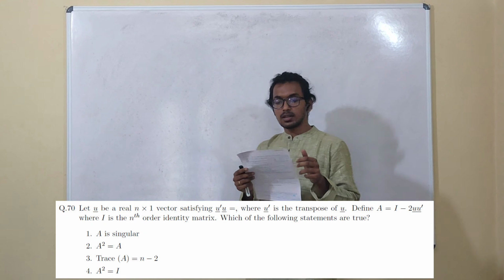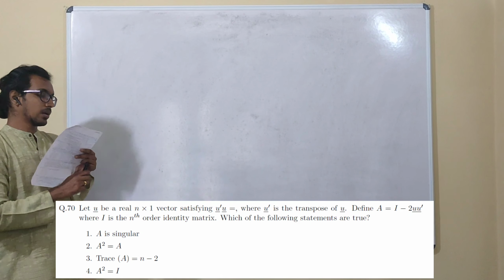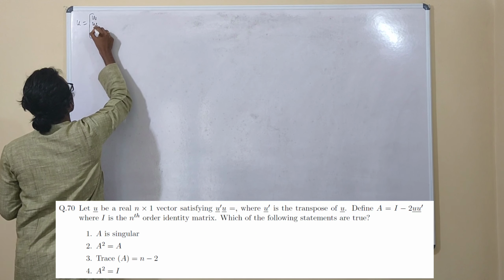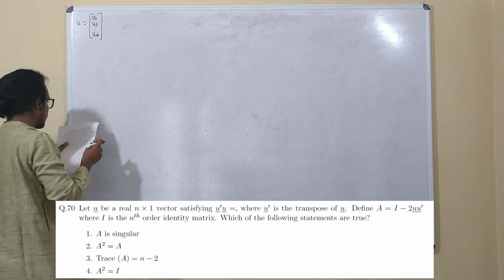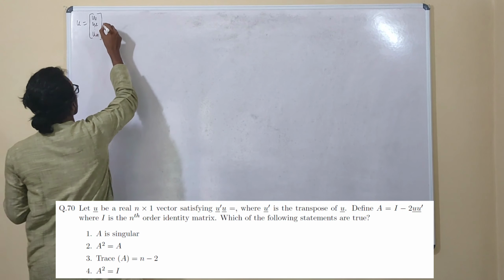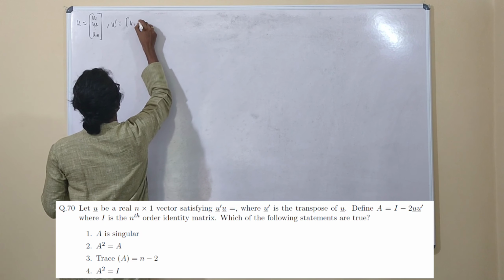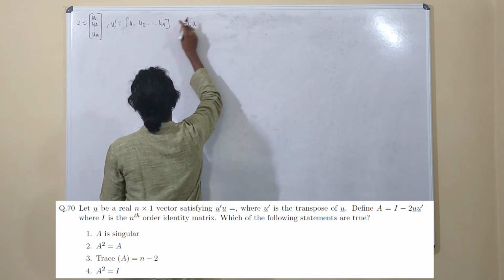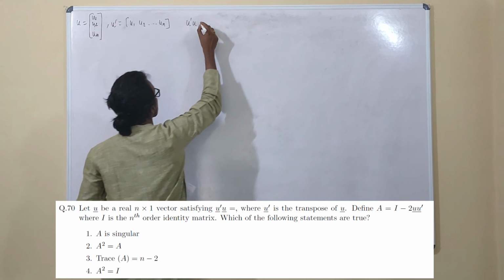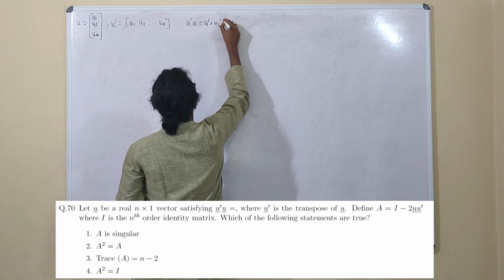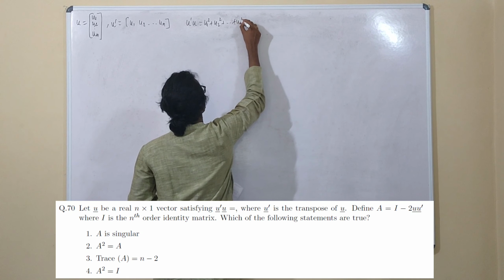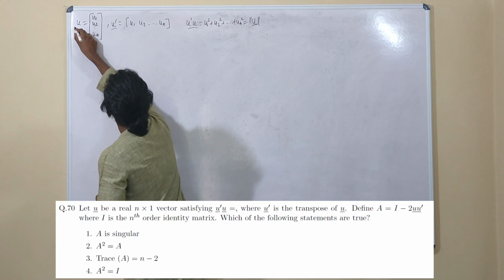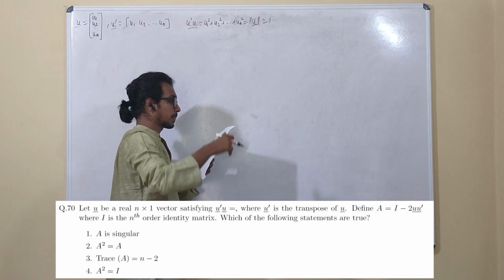In the next problem, it is given that U is a real n by 1 vector. So U is a real n by 1 vector means it is some vector of this form. And U prime, we know that is the transpose of this one, that is U1, U2, etc. till Un. And when you multiply this one with this one, this gives you U1 square, U2 square, etc. till Un square, which is nothing but the norm of the vector U, which is equal to 1. This is given in the question, right?